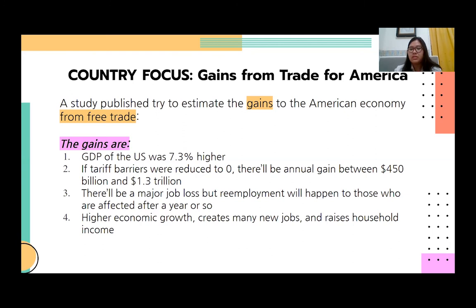To offset all this loss that may be experienced by the US, there must be higher economic growth resulting from free trade, which creates many new jobs and raises household income. And those whose jobs were disrupted would have to sacrifice a bit for the common good.